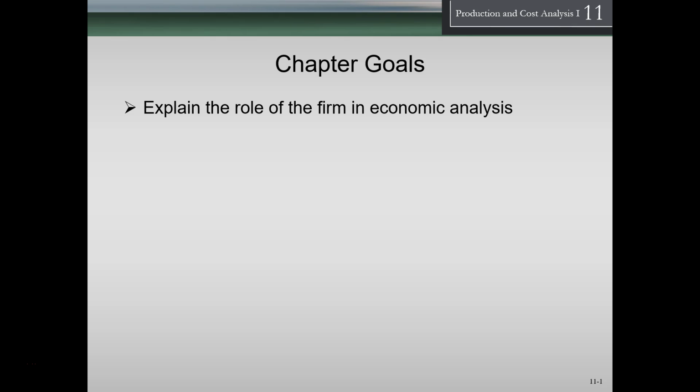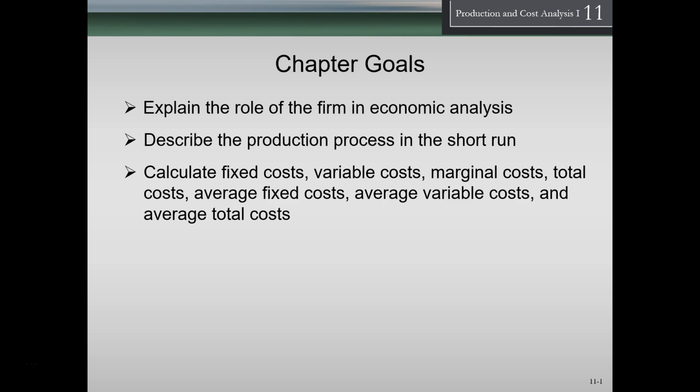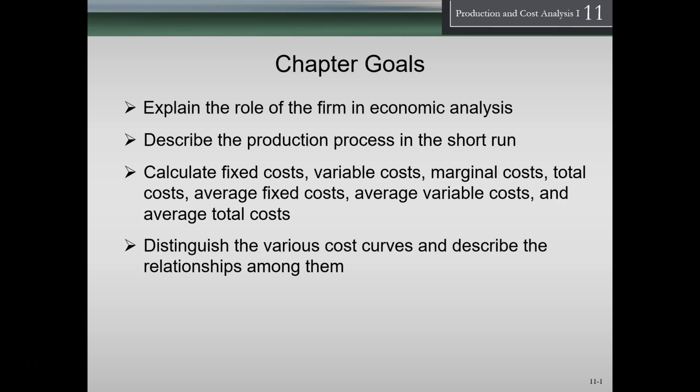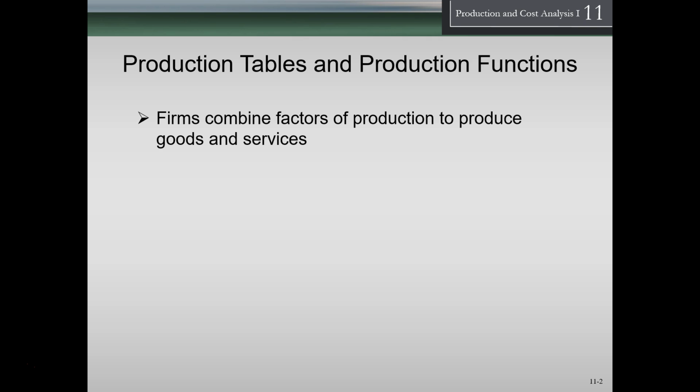Hello, in this lecture we're going to continue with our discussion of production and cost analysis, chapter 11. Remember that our goals are to explain the role of the firm in economic analysis. We've discussed that. Describe the production process in the short run, calculate fixed cost, variable cost, marginal cost, total cost, average fixed cost, average variable cost, and average total cost. We'll start to get into this at this time, distinguish the variable cost curve, and describe the relationship among them.